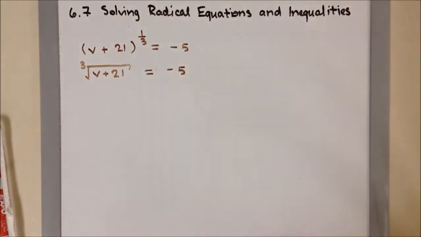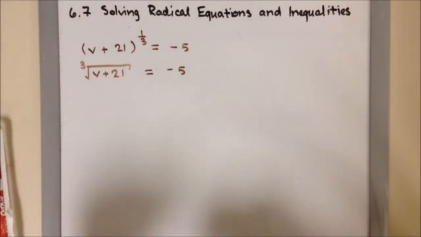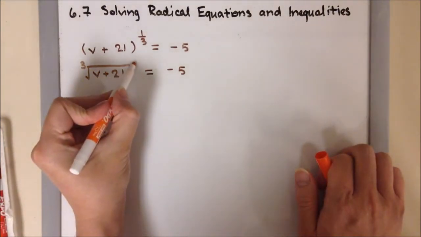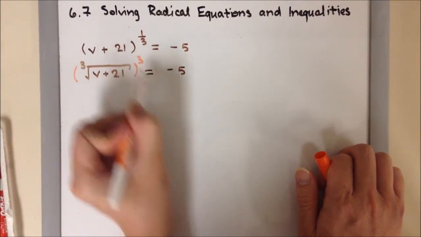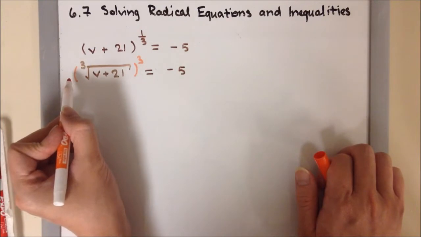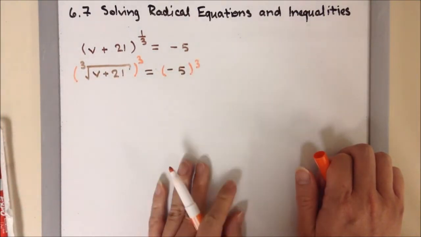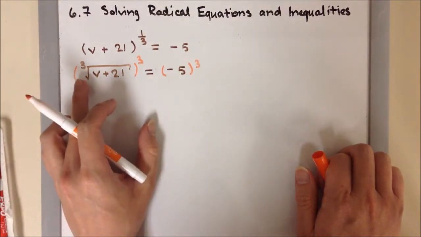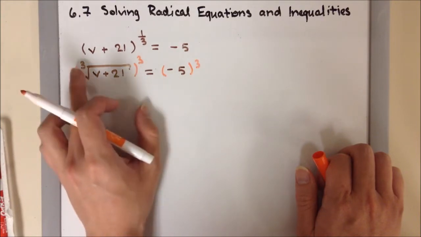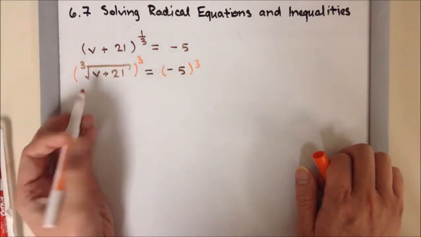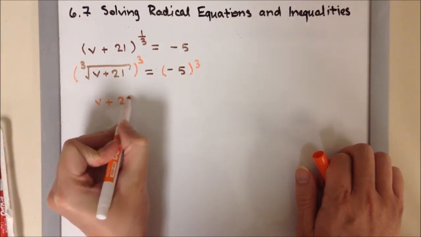Now, it's going to be very similar to solving a square root equation. If I want to get rid of the radical, I'm going to raise both sides to the opposite of the root, which is the third power. So if I raise the left side to the third power, I'm also going to raise the right side to the third power. When I raise the cube root of v plus 21 to the third power, the radical will disappear, and I'm just going to have v plus 21 on the left side.